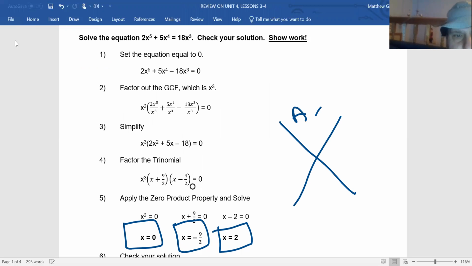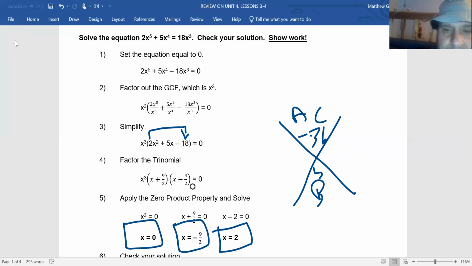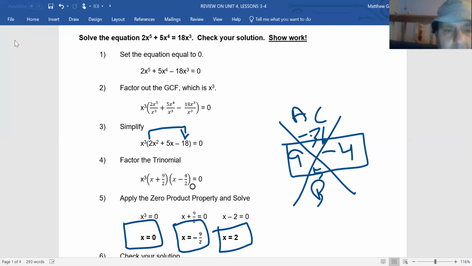Now to explain the factored form: a times c, which is 2 times -18, is -36. That adds to b, which is 5. We've had this combination a lot: +9 times -4. So that's where the +9 and -4 come in. And we're dividing both by 2. 9/2 doesn't simplify, and 4/2, of course, is 2. So then let's apply the zero product property and solve.